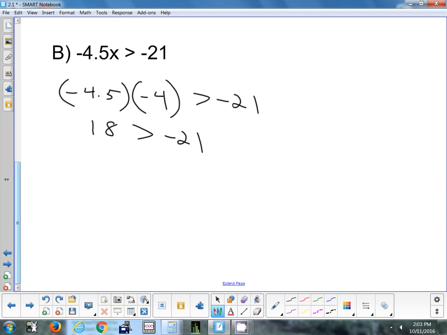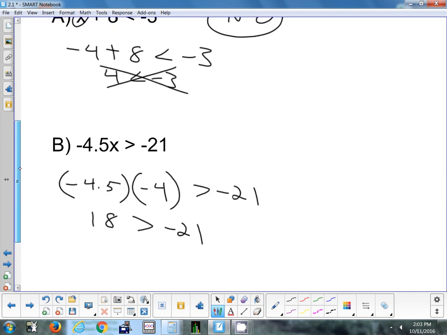All right, so I got 18 is greater than -21. Okay, so what do we think about that? 18 is greater than -21. How many people think that that's true? 18 is bigger. Yep. Anybody think 18 is smaller than -21? Yeah, a positive is always bigger than a negative. All right, so that's true.